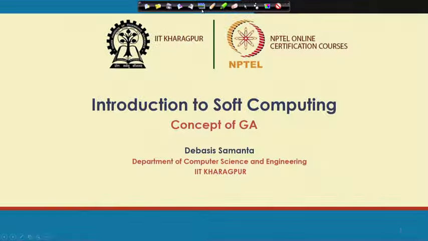So, there are three computing paradigms which are followed in soft computing. One is fuzzy logic, another is genetic algorithm, and the third is artificial neural network. So, today we will introduce the genetic algorithm, the computing paradigm for soft computing. Now, genetic algorithm is basically used for solving optimization problems.